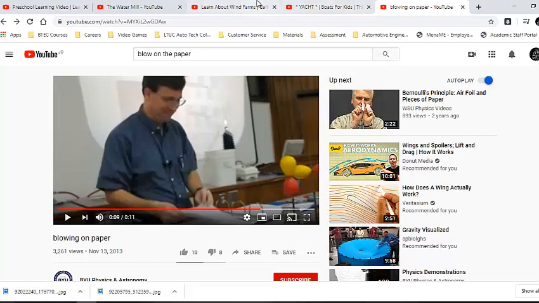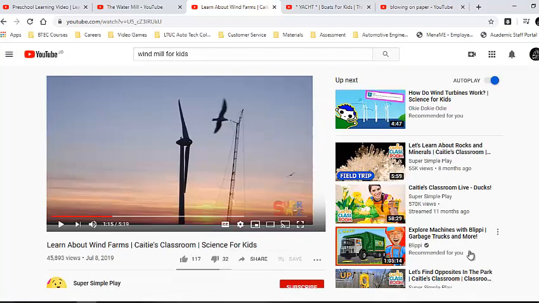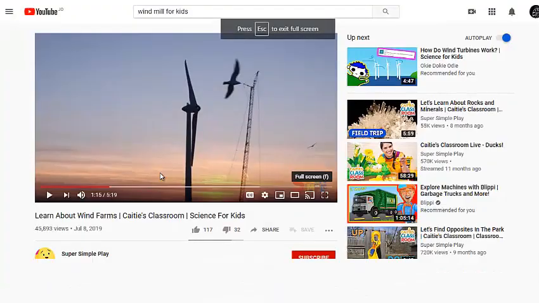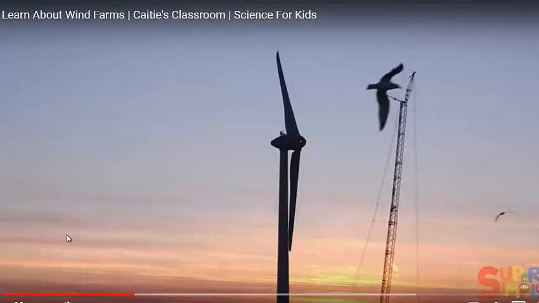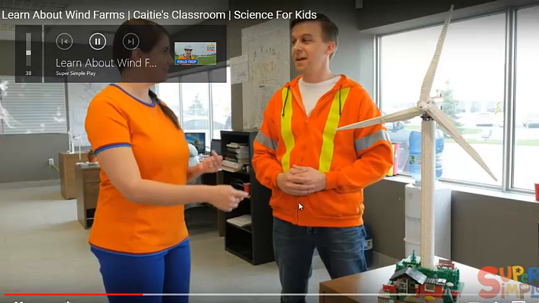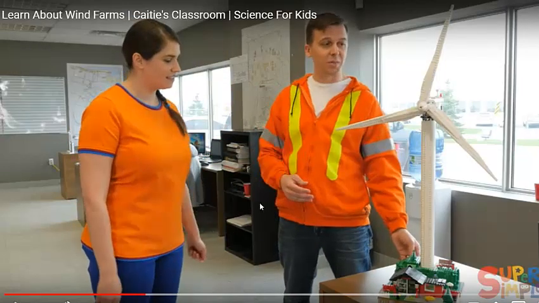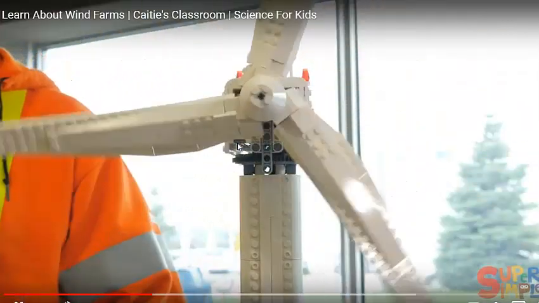Let's see a different example of wind force. Here is something called a windmill. Let's see it. It looks like a fan. Let's see how we can use this power, this force, to do useful jobs. Wow, so the wind blows and it turns those big blades? That's right. Once the wind blows, it will turn this windmill. The blades start spinning and it makes power for your homes.